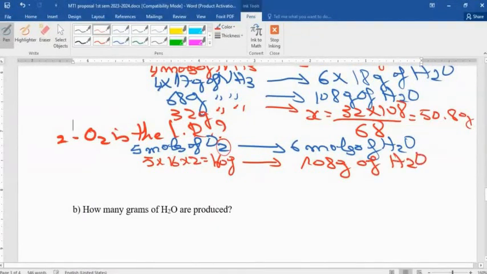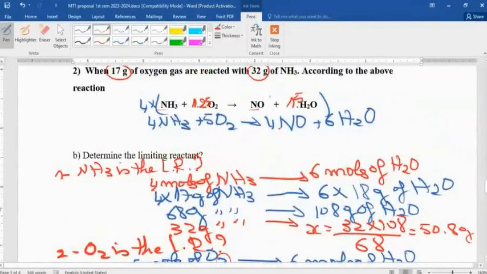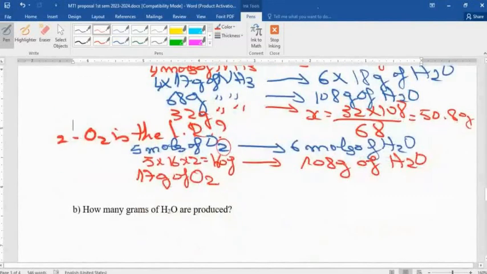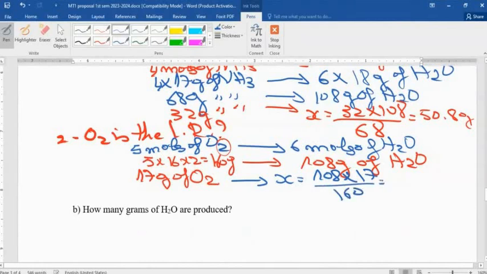This is from my balanced chemical equation. However, did I react 160 grams? No, I react 17 grams from the information given to me. 17 grams of O2, it is here. See, it is here, 17 grams. So 17 grams of oxygen, how many grams of water will it produce? X grams, and X will be the cross product: 108 multiplied by 17 divided by 160 grams.